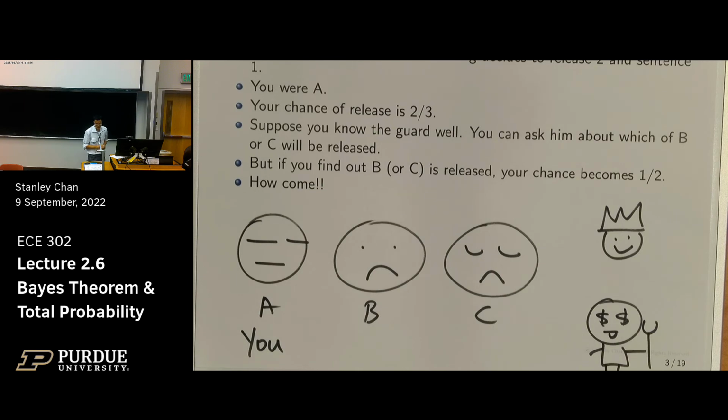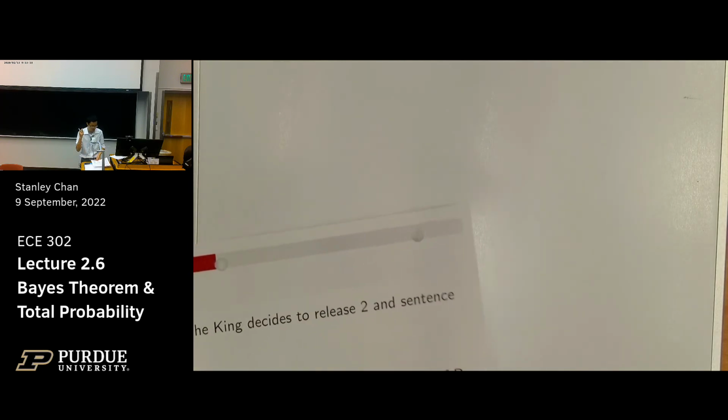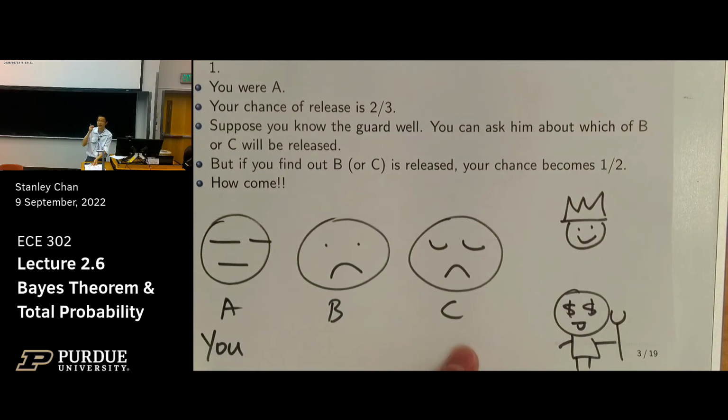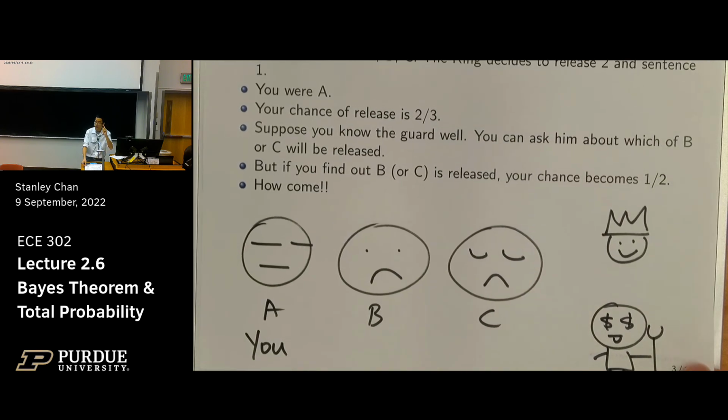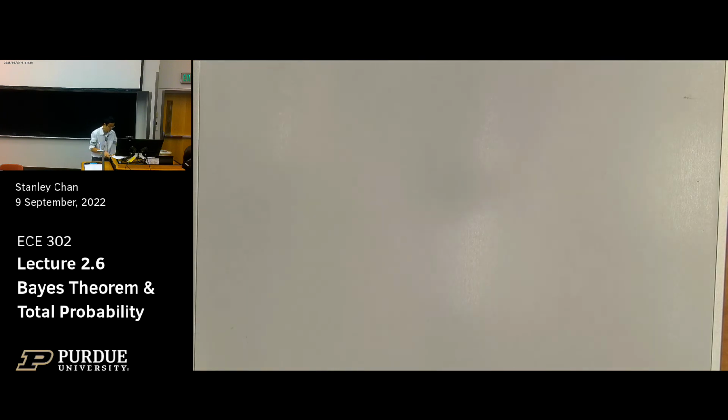Where is the issue? There is a flaw in the logic. Where is the flaw in the logic? Keep this in mind. We'll come back to this question, if not today, then on Monday. Just think about this question. How come the probability goes from 66% down to 50%? What's going wrong? All right.